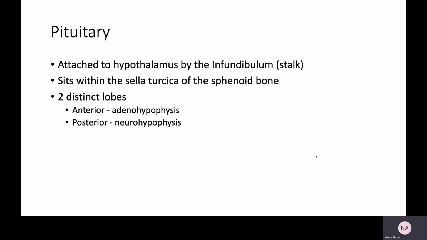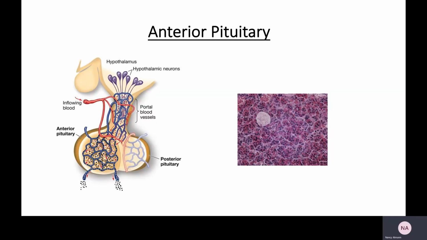And I used to remember adeno starts with A, so that's going to be the anterior one. And posterior, you actually have axons of the hypothalamus terminating in the posterior pituitary. So axons are nervous tissue, so neuro, there you go. That's what worked for me. We're going to, in this section, discuss the anterior pituitary. So there it is.